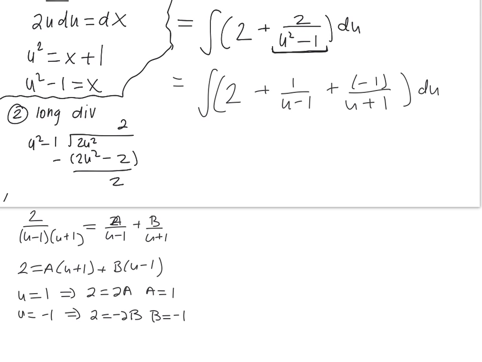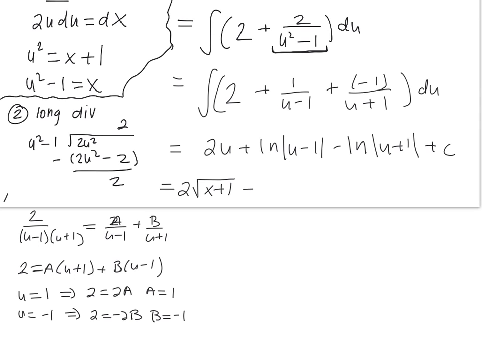You are very tired. So we get 2u plus ln absolute value u minus 1 minus ln absolute value u plus 1 plus C. And then the final answer is to plug your u back in. So 2 root x plus 1 plus ln absolute value root x plus 1 minus 1 plus ln absolute value root x plus 1, and then plus C.